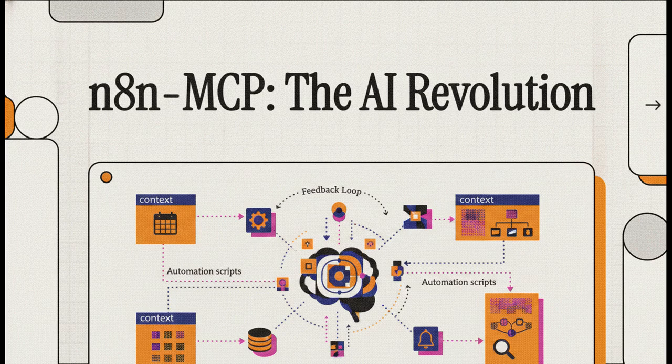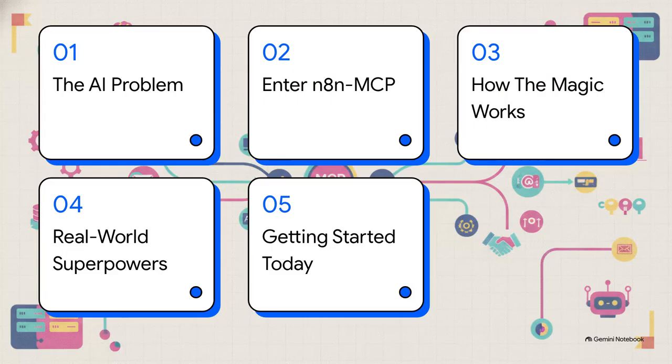Well, today, we're looking at how we can finally give our AI assistants the context they actually need to build real functioning automations. We've got a super packed agenda for this one. We'll start with the AI automation problem, then look at the solution. Enter n8n-MCP. After that, we'll break down how the magic works, check out some real-world superpowers, and finally, cover getting started today. Let's get to it.